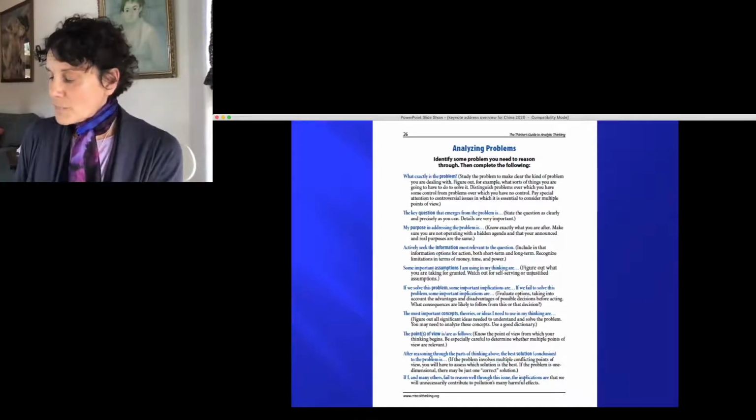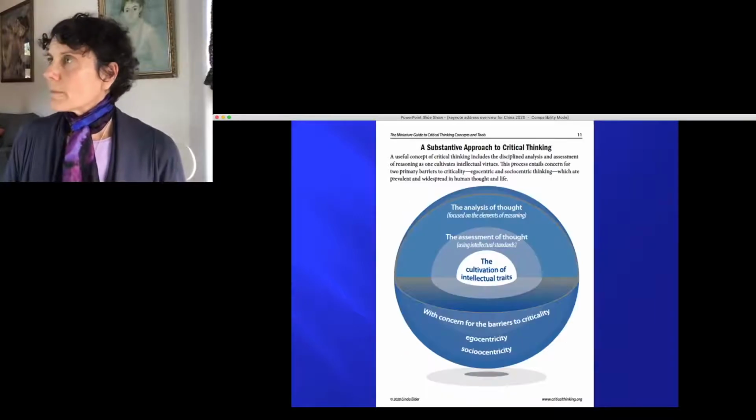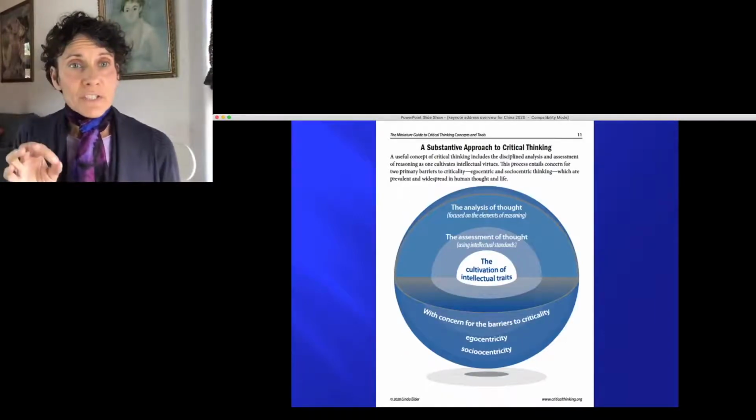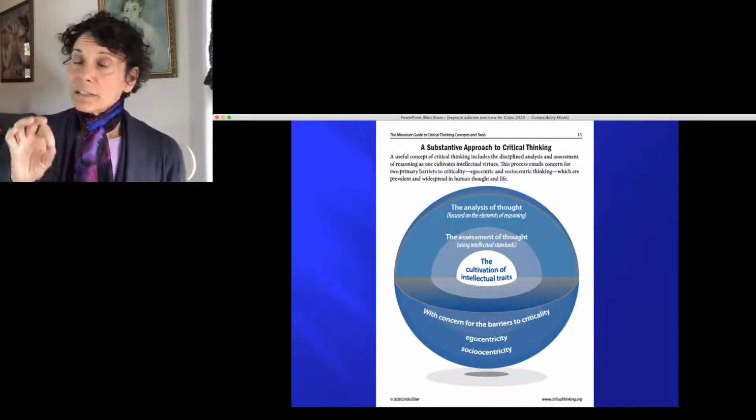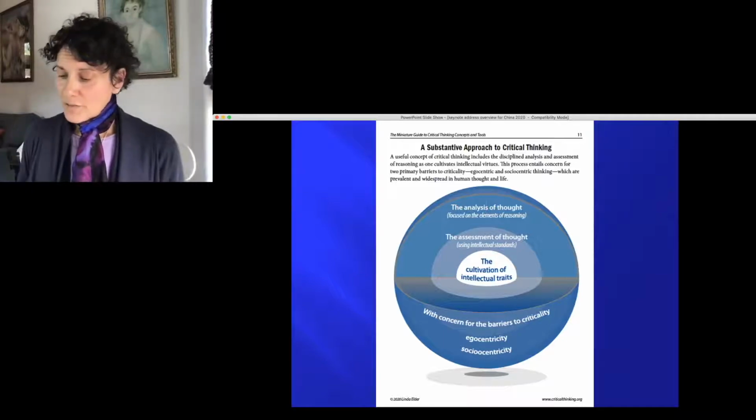So we've talked about the cultivation of intellectual traits. We spent a little bit of time on the analysis of thought. Now let's move to the second point in the circle, the assessment of thought.